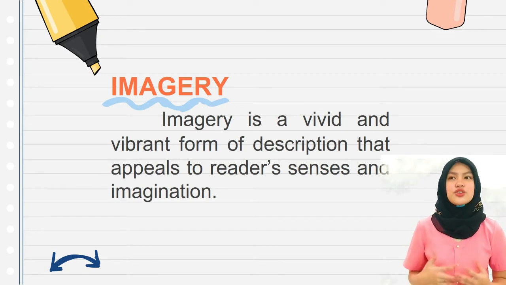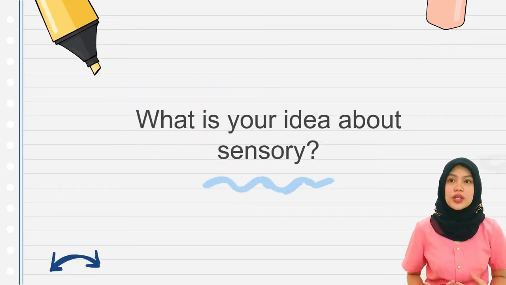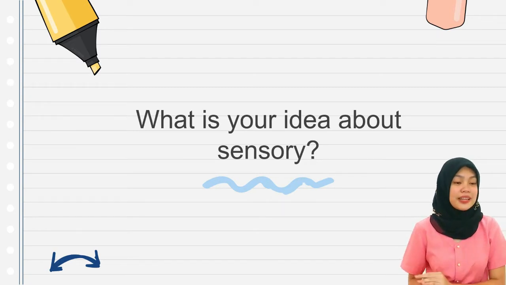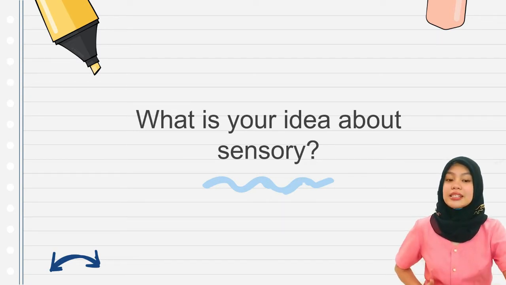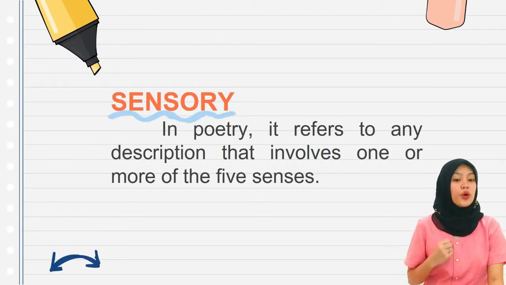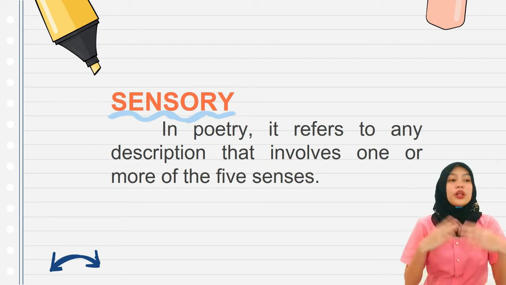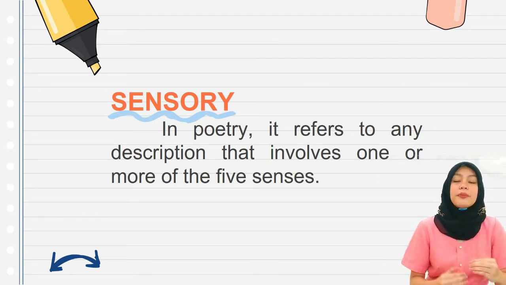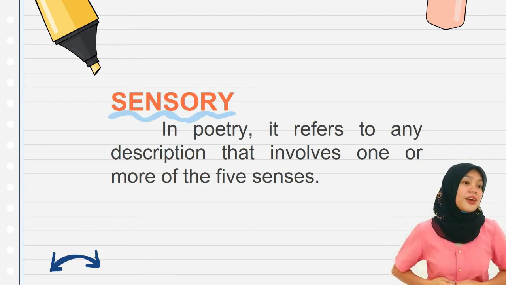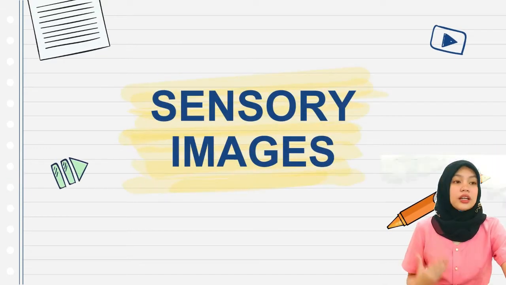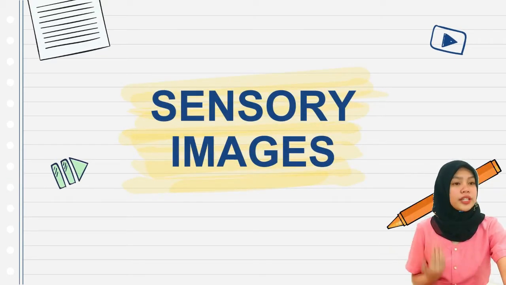Now, how about sensory? Do you have any idea what sensory is? Yes, Gail. Okay, so those are the senses that I presented a while ago. Sensory, class, in poetry, refers to any description that involves one or more of the 5 senses. When you read a literary text, a composition, or a story, there may be a lot of sensory language present in that text. Now, since we are talking about sensory, let's determine what those 5 types of imagery are.